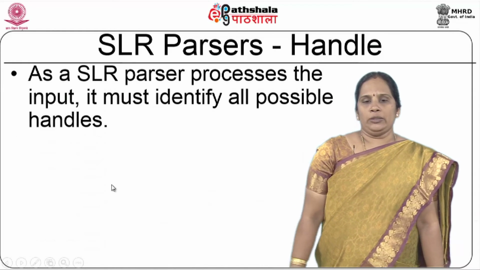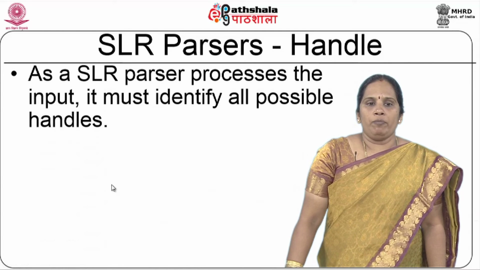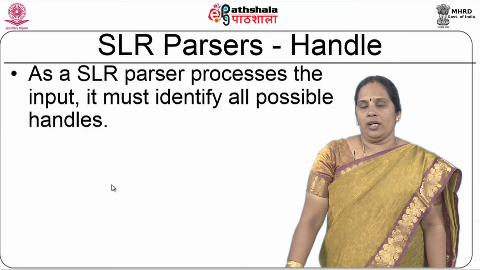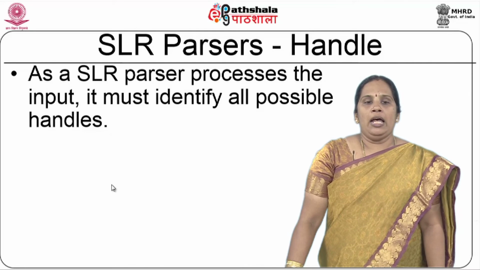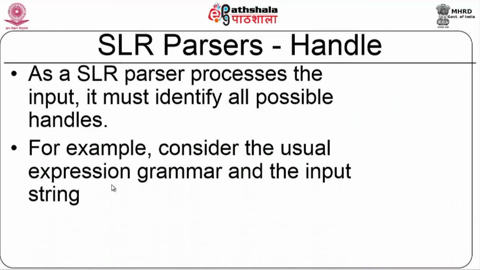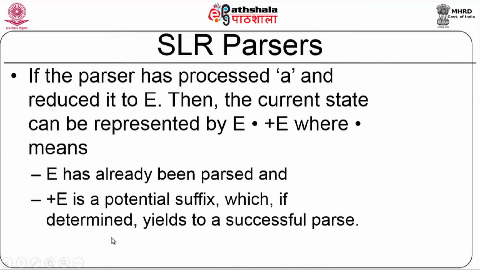Now, SLR parsers is what we are going to start this module with, and we have already seen what a handle is. A handle is a substring of a string that matches the RHS of a given production at a particular point of time. As an SLR parser processes the input, it must identify all possible handles. So, for example, consider the usual expression grammar and the input string A plus B. Now, if the parser has processed A and reduced it to E, then the current state can be represented by typically here E dot plus E. So, this is how you represent a particular state.